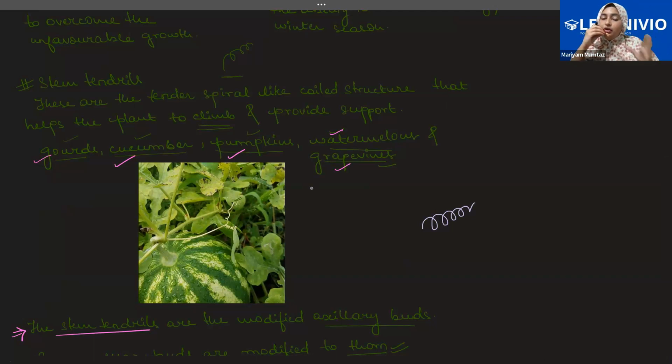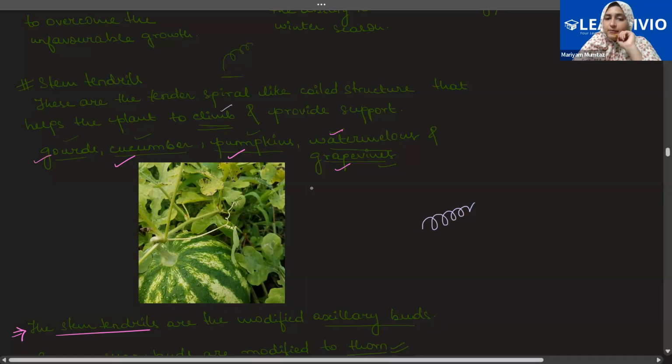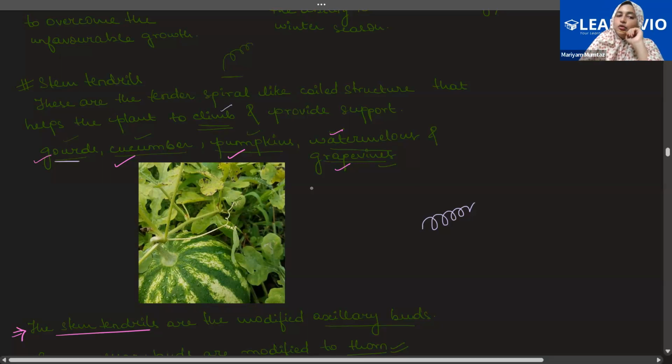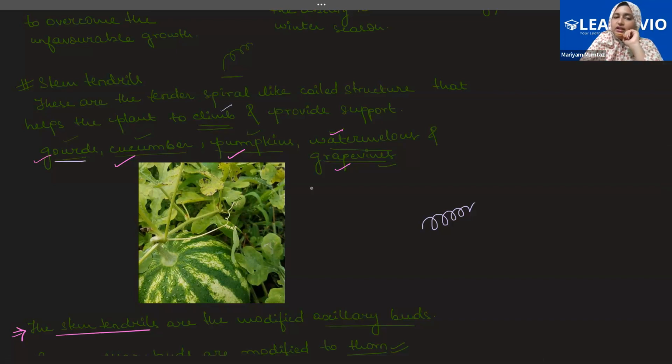They need the support to stand erect. So they have tendrils. These are the tender, spiral-like coiled structures that help the plant to climb and provide support to the plant. Which plants or vegetation have stem tendrils? All the gourds, like the bottle gourd and bitter gourd, they have tendrils.